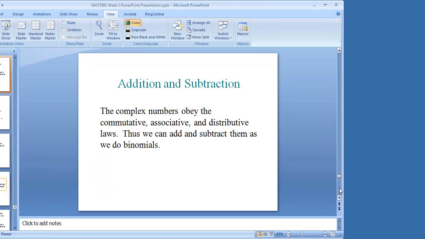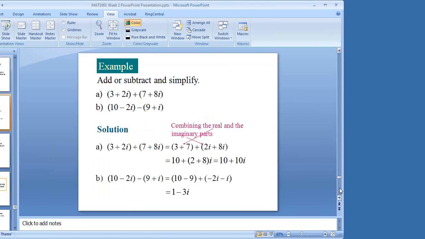You've learned them all. All right, so we can add or subtract anything as long as we combine like terms. Okay, and that hasn't changed. So if you look at example a, 3 plus 2i plus 7 plus 8i, well, I can add the 3 and the 7 because those are like terms, and I get 10. And I could add the 2i and the 8i and get 10i, and those are like terms, and that's it.